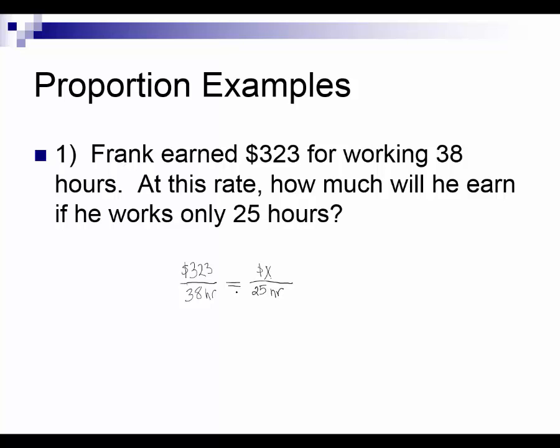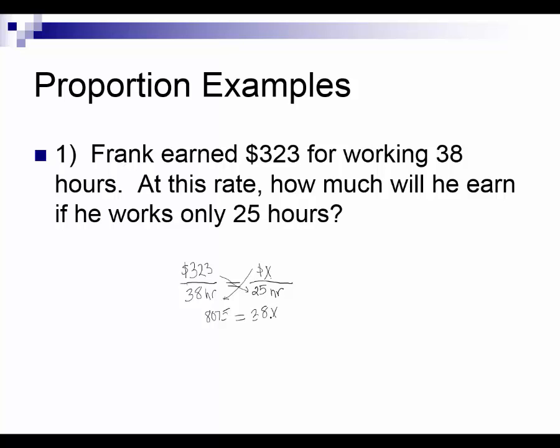Now, in order to solve these fractions, we're going to multiply on the diagonals. So this is the cross product property. I'm going to multiply this way, and I'm going to multiply this way. So on my calculator, I take the $323 times 25, and I have for that answer 8,075. On my other diagonal, I have 38x.